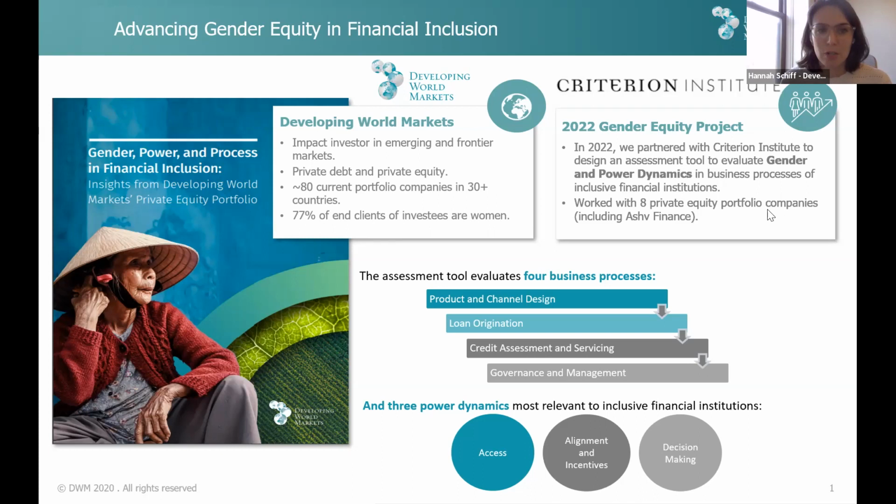For most of our history, the majority of the end clients, the end borrowers and other types of clients of those investees have been women. And this is a result of working with companies that are focused on closing the financial inclusion gap for women. But we've come around to wanting to take a deeper look at how companies more holistically integrate not just those outreach metrics, but more holistically how gender and power dynamics are integrated into various business processes.